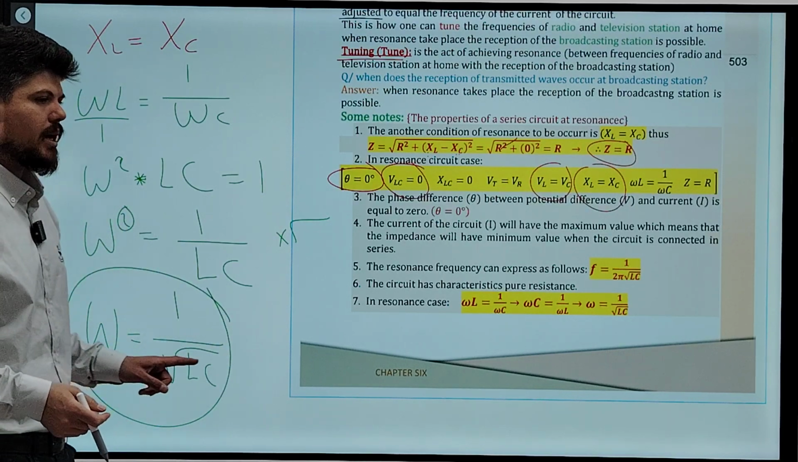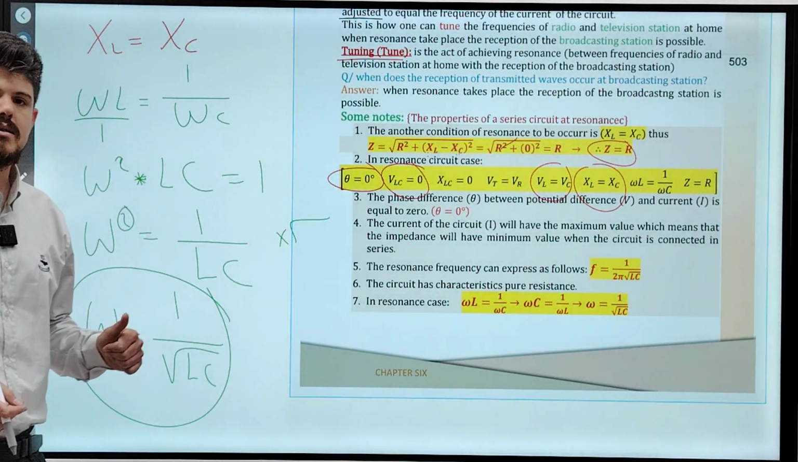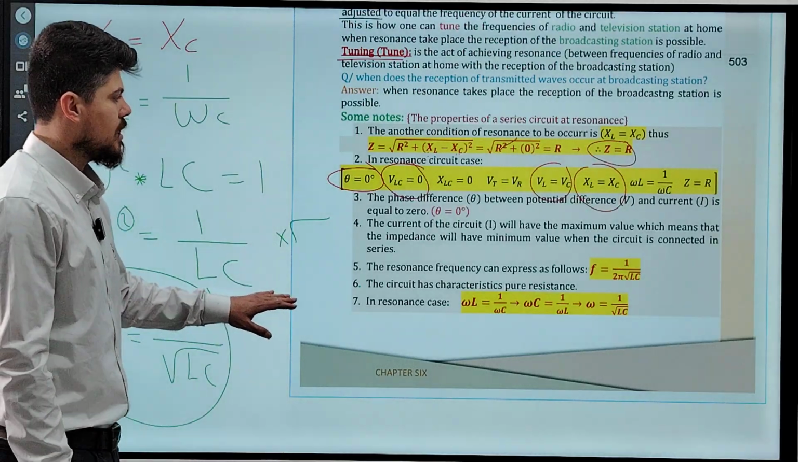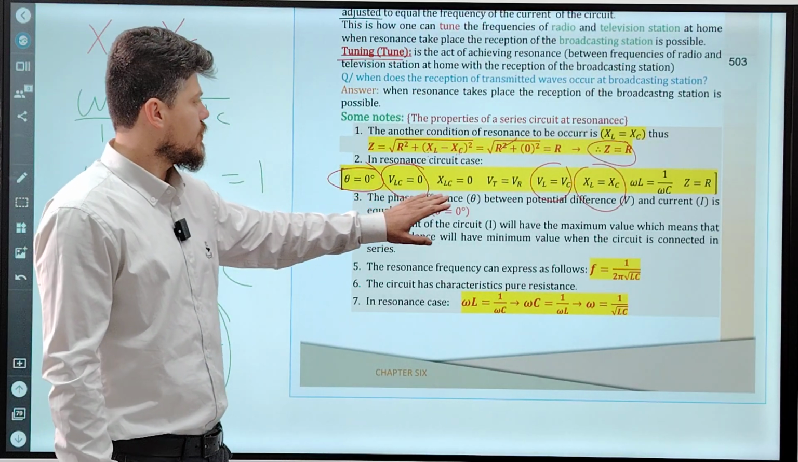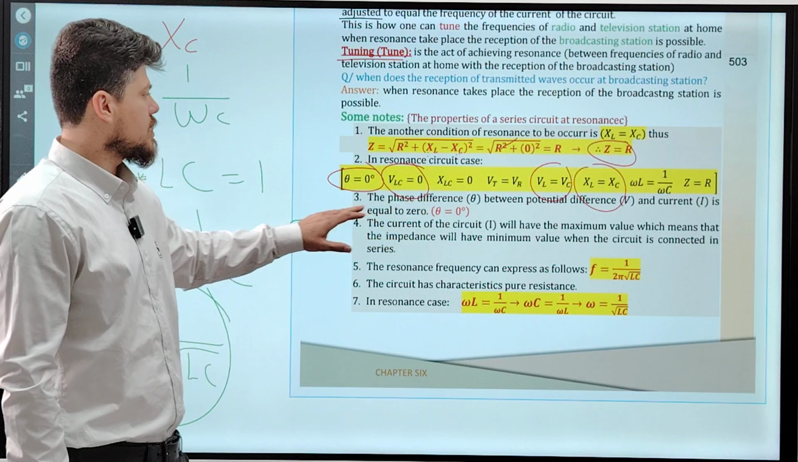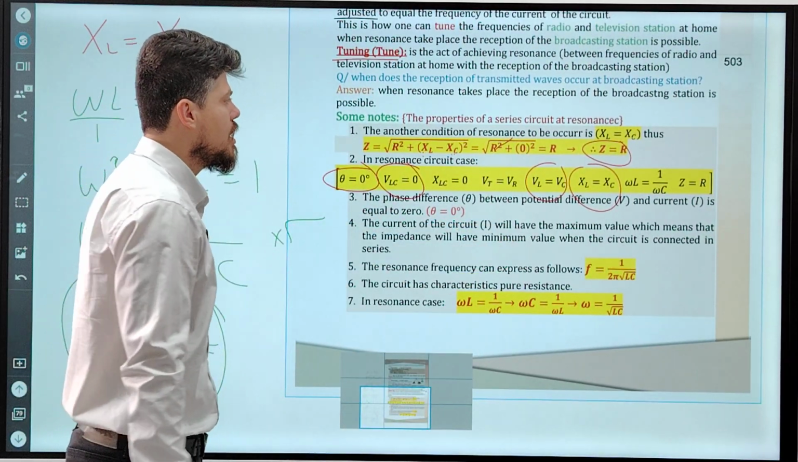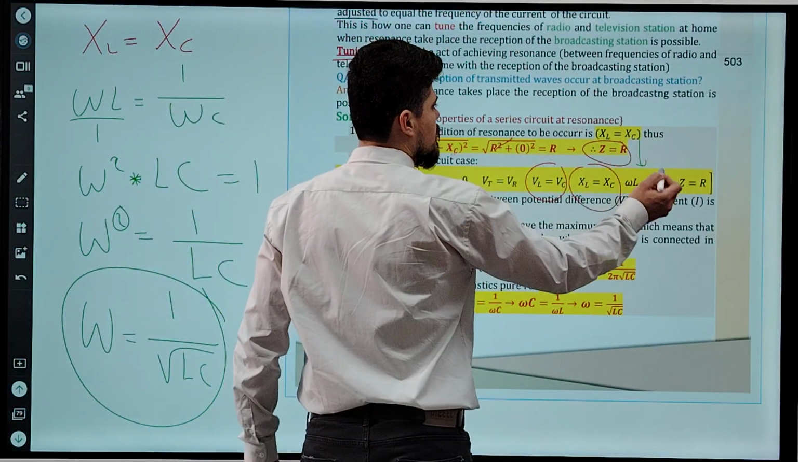So when is omega equal to 1 over radical LC? In the case of a resonance circuit, when the circuit has resonance. The phase difference between the potential difference and the current is 0. The current of the circuit will have its maximum value. Why? Because the impedance decreases.